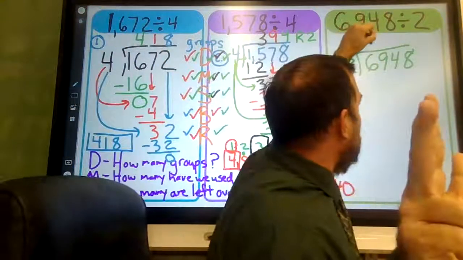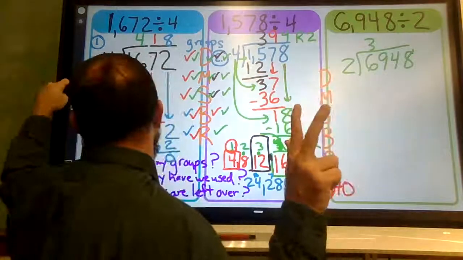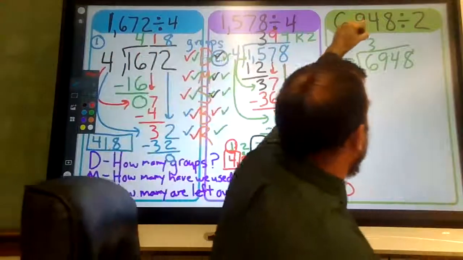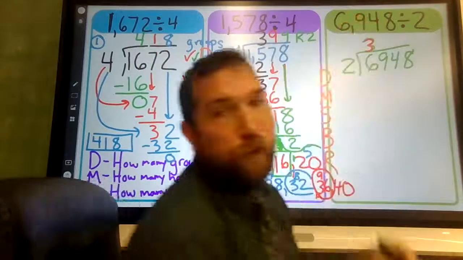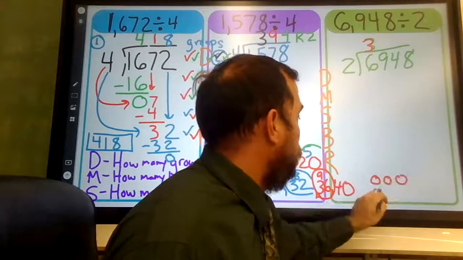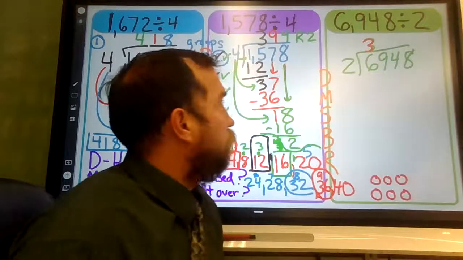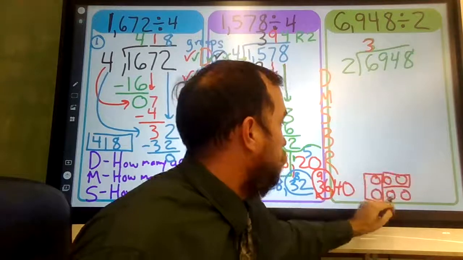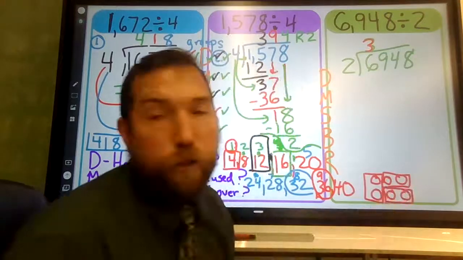It's 3. I did 3 groups of 2. And I can kind of show you that in the picture. 1, 2, 3, 4, 5, 6. Every group of 2 I'm going to stick together. There's a second group, and there's a third group.